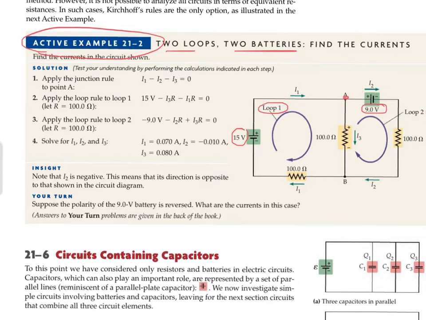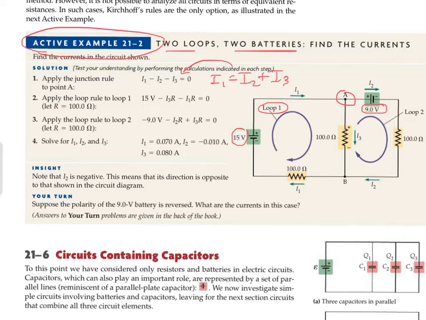Okay, so we're going to apply the junction rule to point A. At point A right here, you've got I1 coming in and I2 and I3 both going out. So you've got I1 equals I2 plus I3. They write this a little differently. You can see they write it I1 minus I2 minus I3 equals 0. It's the same idea.